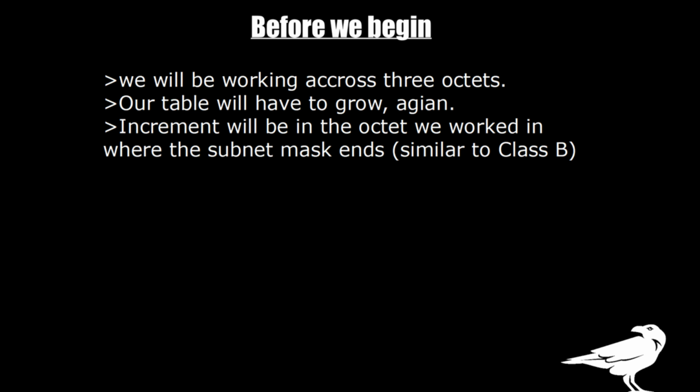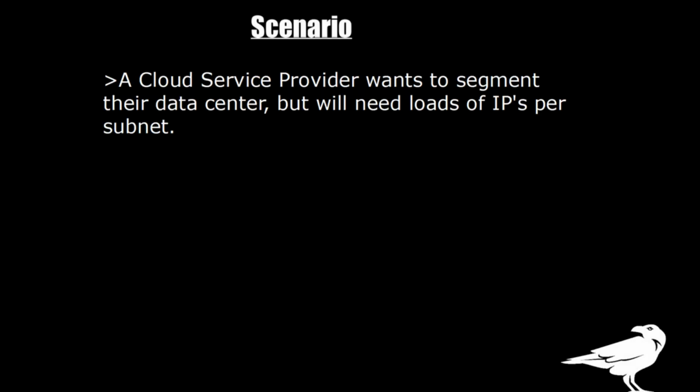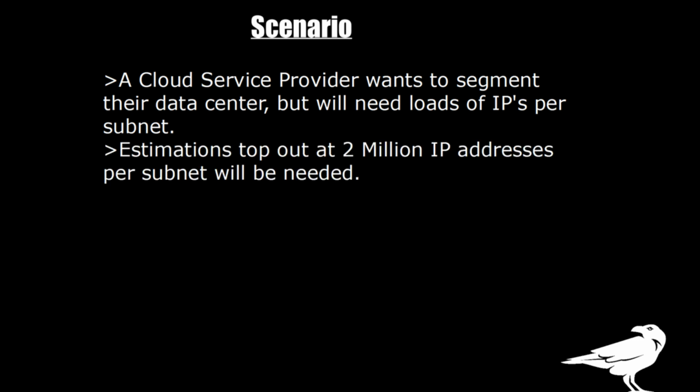So let's have a scenario. Let's say we've got a cloud service provider that wants to go and segment their data center. But obviously being a cloud provider, they're going to need loads of IP addresses per subnet. They estimate that they'll top out at about 2 million IP addresses per subnet. So that's going to be our goal for the number of hosts per subnet. Yeah, you heard me right, 2 million. And we're going to start with 10.0.0.0 with the standard /8 subnet mask.